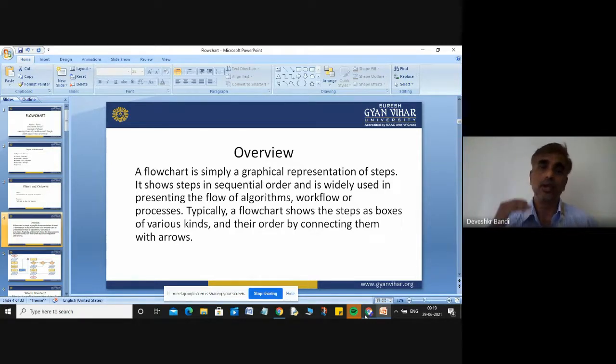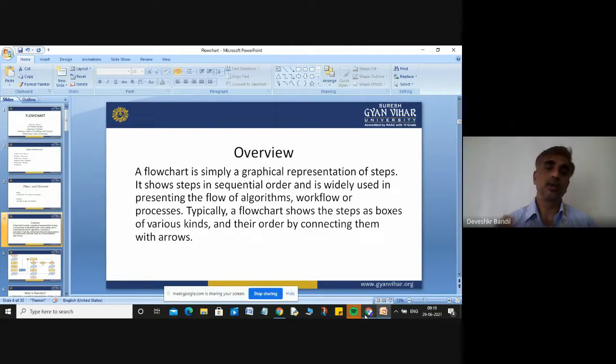You know, when you will write the algorithm, all your instructions should be in sequential order. If all your instructions are not in sequential order, maybe you will gain the wrong output. You will produce the wrong output. You will produce the not desired output.